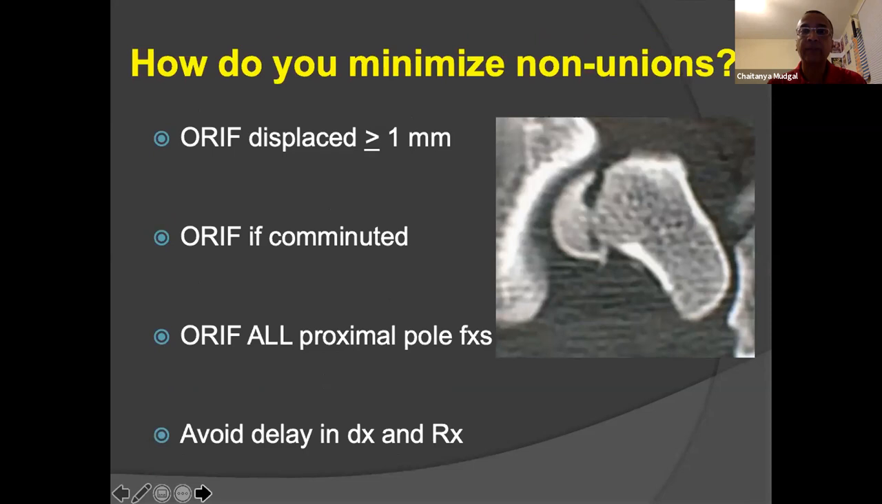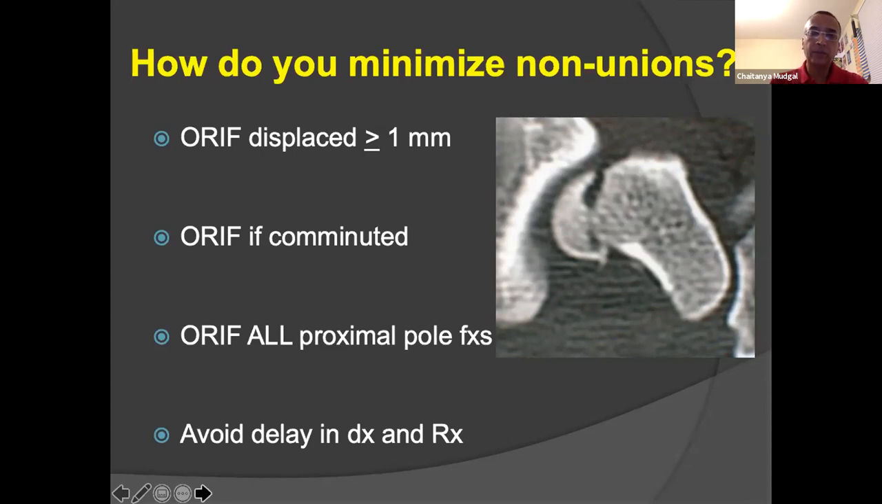So first things first, the best way to treat a non-union is not to have one, or to minimize one. To minimize a non-union, the best thing to do is fix any fractures which are displaced more than a millimeter, fix any fractures that may be comminuted, fix all proximal pole fractures, and avoid a delay in diagnosis and treatment. We know that proximal pole fractures take longer to heal, and that's a good reason to fix them. We also know that proximal pole fractures can be displaced without adequate imaging, and it's always a good idea to get a CT in them.